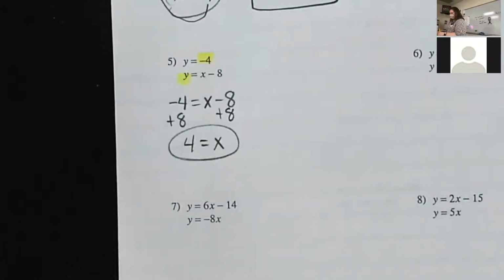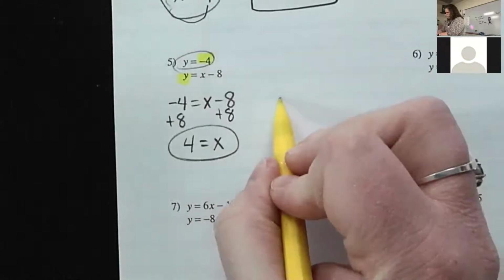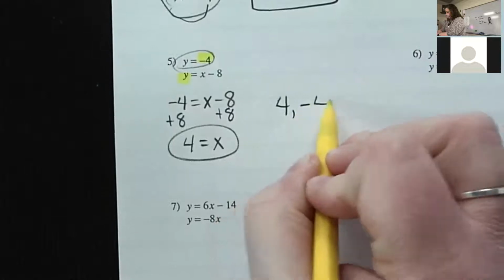Do I know what y is? Yes, it's right here on top. So x comma y is 4 comma -4.